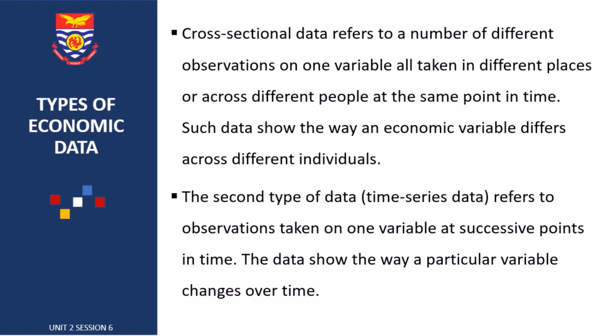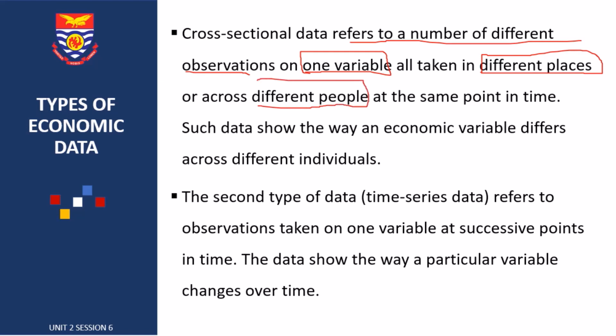Cross-sectional data refers to a number of different observations on one variable. Focus is on one variable, let's say economic growth, all taken in different places. So we are looking at, let's say, economic growth of Ghana, Nigeria, I don't know if you get it. So taken in different places or across different people at the same point in time. Keyword is one variable, different places, different people at the same point in time.